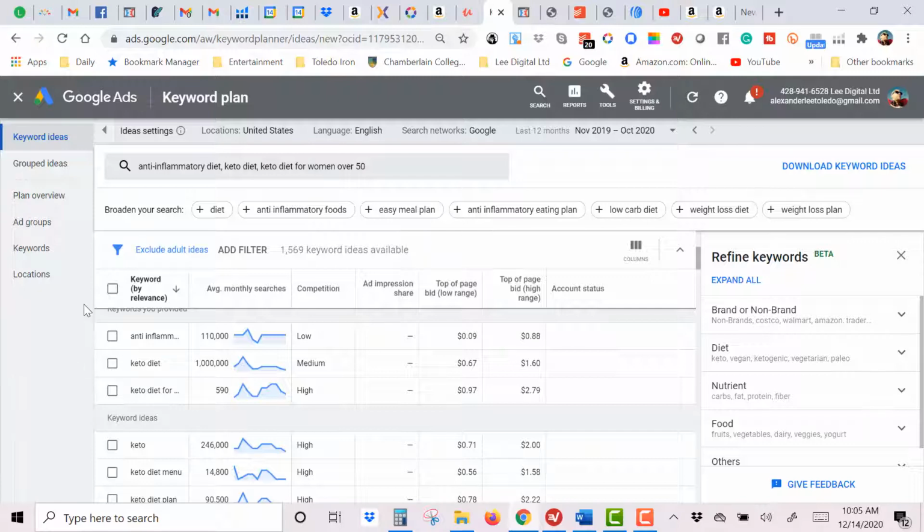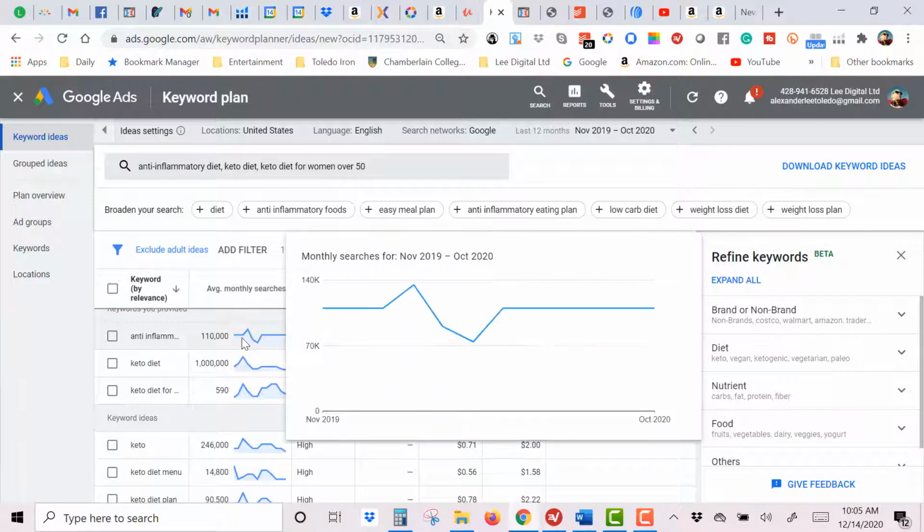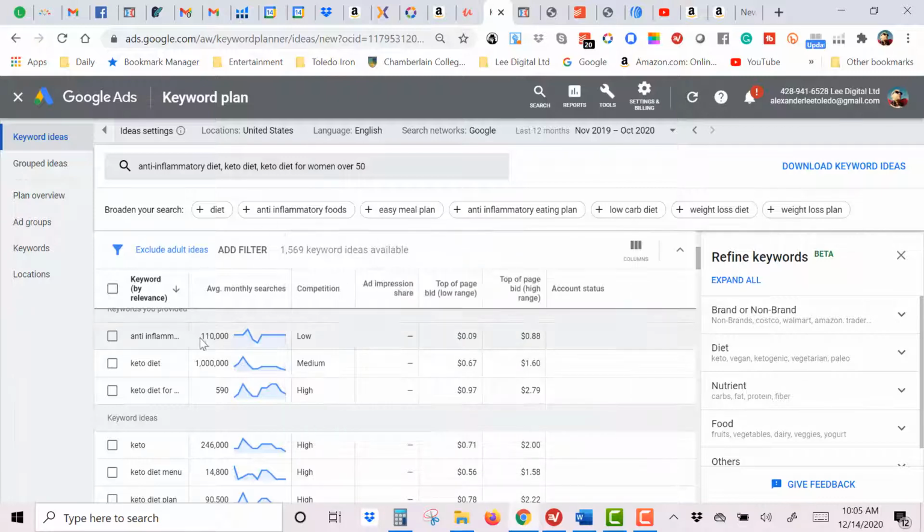All right, so let's look at 2 other examples because I really want you to get this. So I've already looked up anti-inflammatory, and let's look at the contrast here. We're going from 1 million searches only to 110,000 searches per month. All right. You could see the spike here in February, and then it drops off. 110,000.